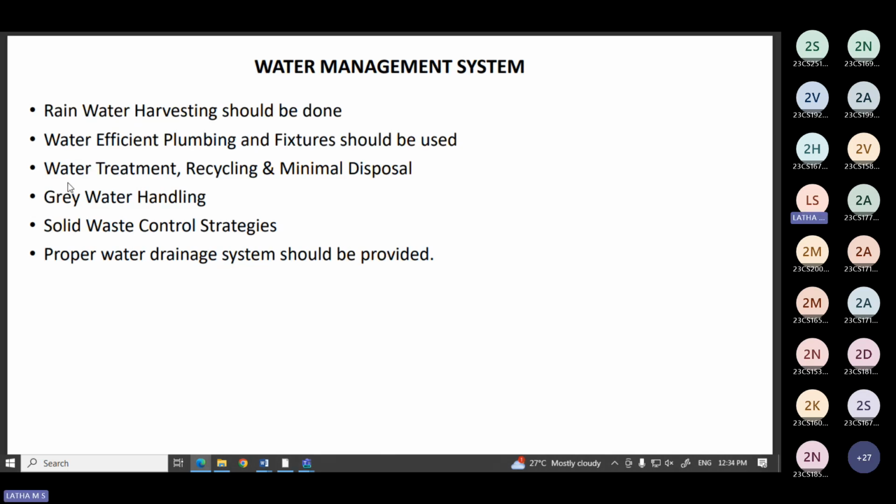Water management system, because I was talking about how to manage water. A very good example is our own campus, SVC. We have primary treated water. Whatever waste water is collected out of our water closets, we treat it, and primarily we use it for gardening purposes, isn't it?